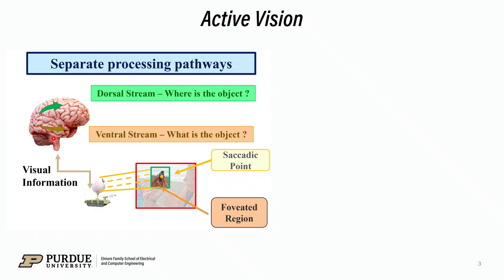In order to extract the right information from the environment, the human eye has its own mechanisms like saccadic points, which help in scanning the environment based on where we're looking. And once we know where we're looking, we only foveate on those regions and the rest is blurred. So these four are important components that make an active vision system.